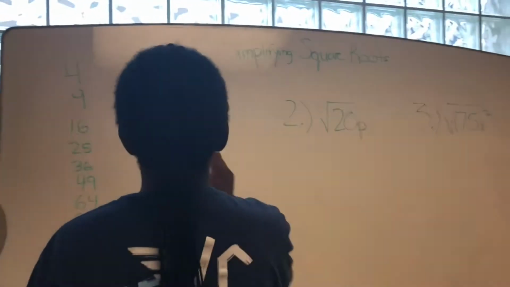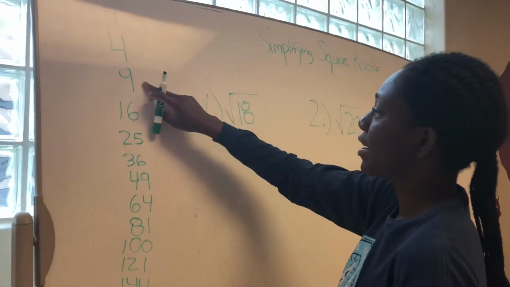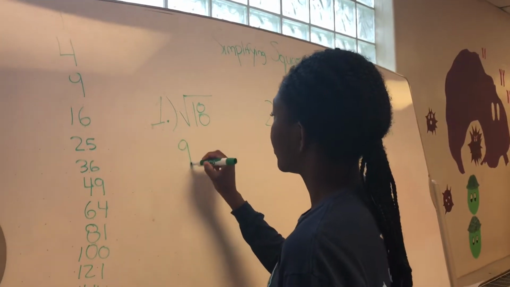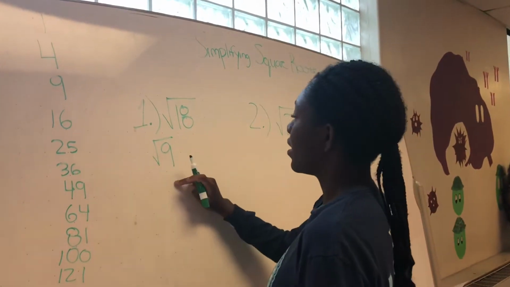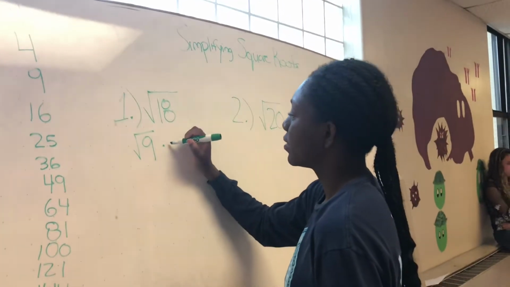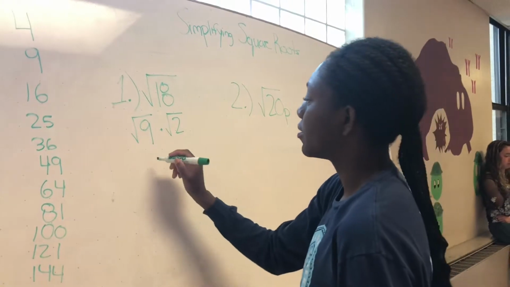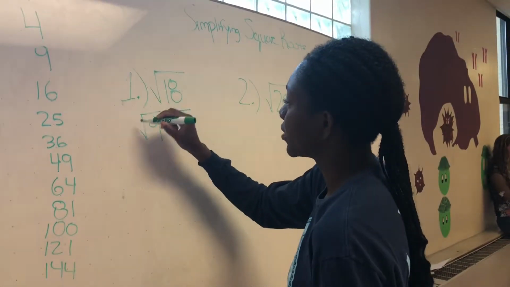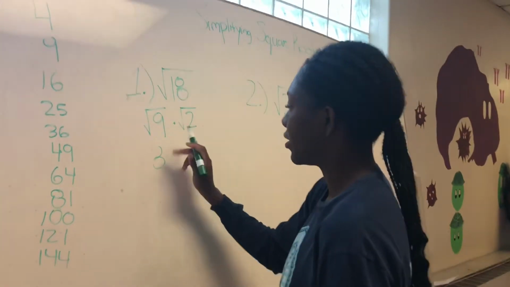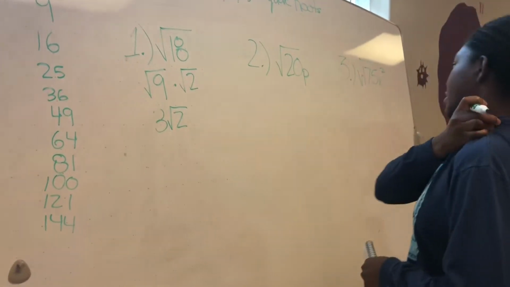So, with this one, I know it won't be 1 and 4, but I do know that 9 goes into 18. So, we'll do the root of 9, and I know that 9 times 2 will get me 18. But this one simplifies, so the square root will be deleted, and it'll just be a regular 3 root 2. So that one's done.